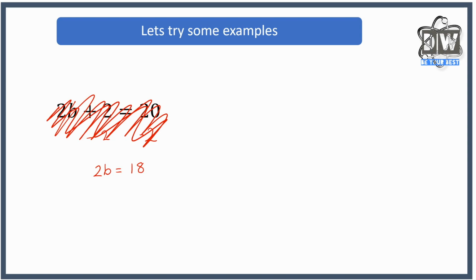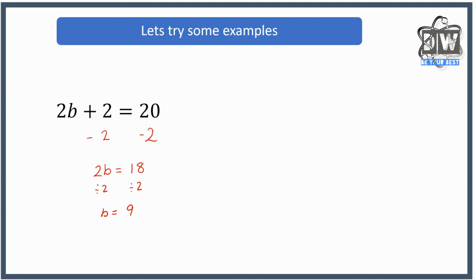So we're using the inverse or opposite. We're going to divide both sides by 2. Now, I'm using that, but we could easily just do this. Divide by 2, and b equals 9. All right, now, we can put that back in. Remember what I said at the start? We can put that back in. So I've got 2 times 9, because we know that b is 9. That's 18, plus 2 equals 20. So we know we're correct.